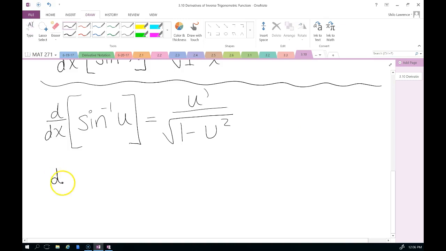Now for cosine, the only thing different with cosine is we have a negative in the front.